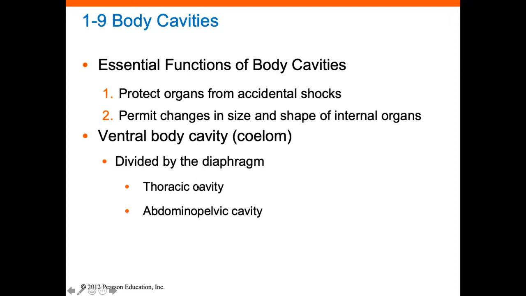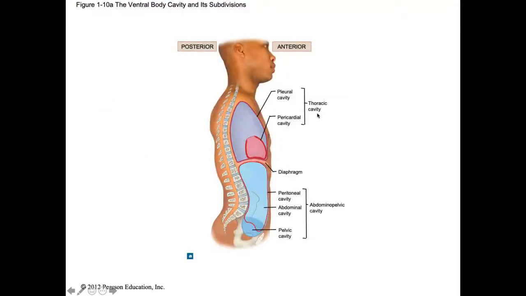We have a thoracic cavity, an abdominal pelvic cavity, and a cranial cavity. I'm going to show you the diaphragm that separates these. Here on the right, you can see anterior and posterior. We're looking at the person from the lateral view. Here's the thoracic cavity that has the lungs and the heart contained within it. Where the lungs are contained is called the pleural cavity. Where the heart is contained is called the pericardial cavity. Both pleural and pericardial cavities lie within the thoracic cavity.